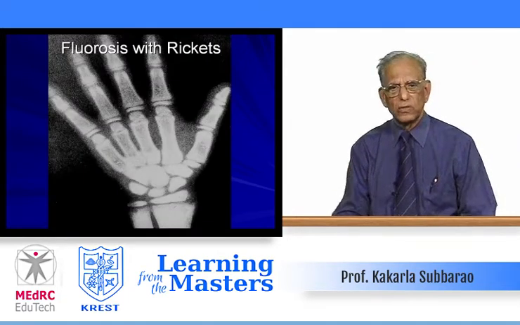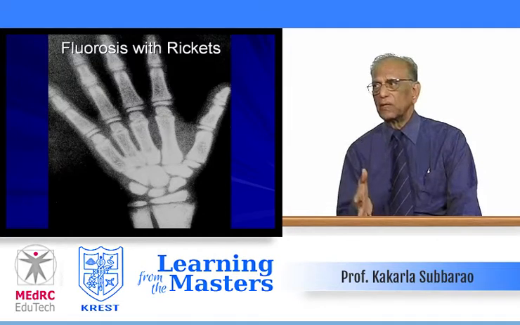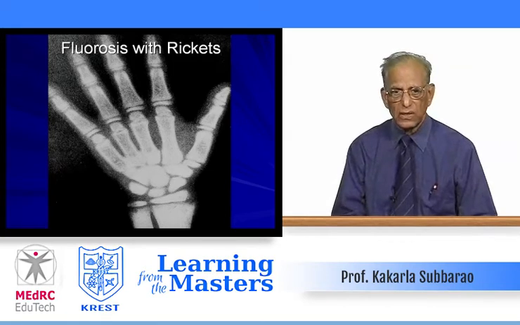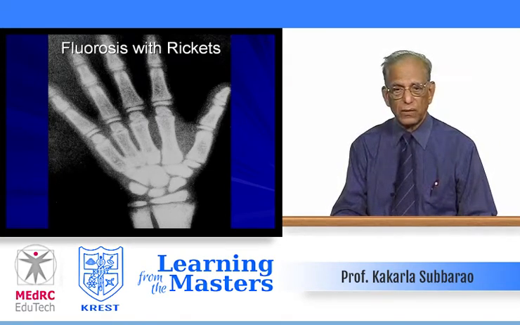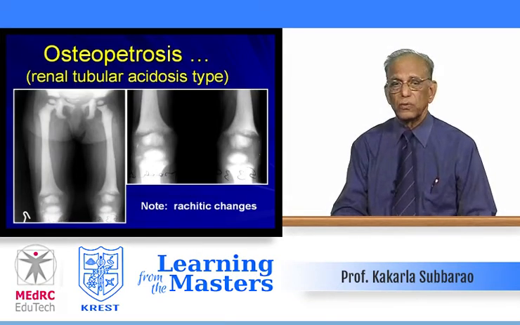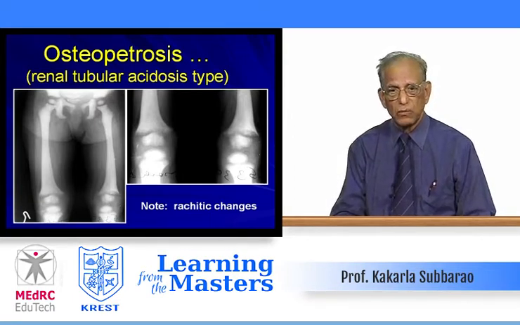And fluorosis. Fluorosis is rampant in certain endemic areas. And if you look at the children who have lived there, born there, brought up there, you find rachitic changes in these children. Apart from fluorosis changes, namely density of the bones, marked trabeculae and para-articular ossifications. In osteopetrosis also, renal tubular acidosis type rachitic changes you can get besides the marble bone disorder.